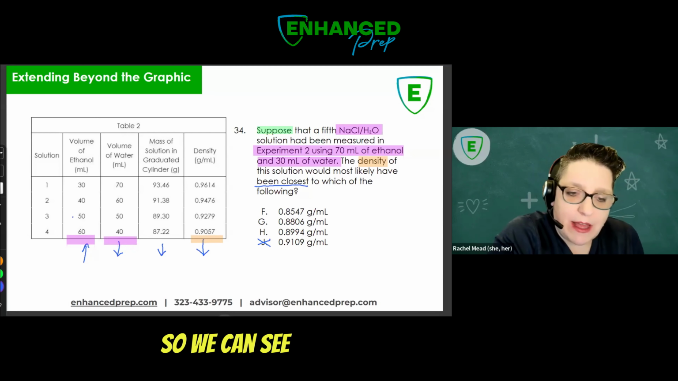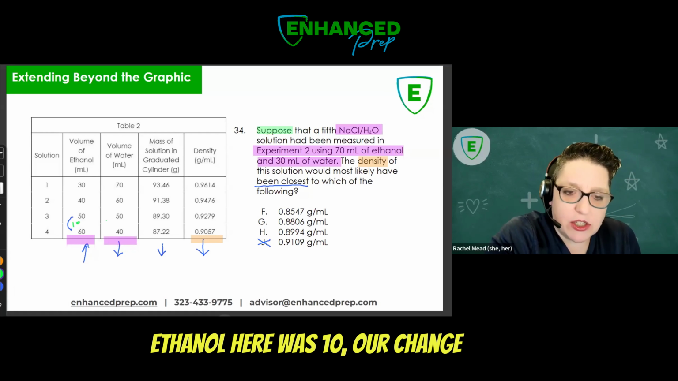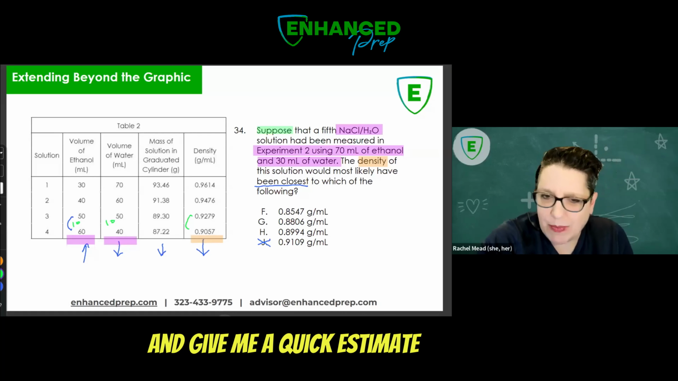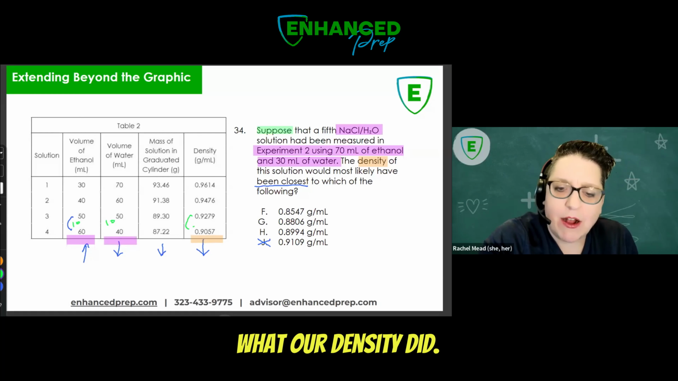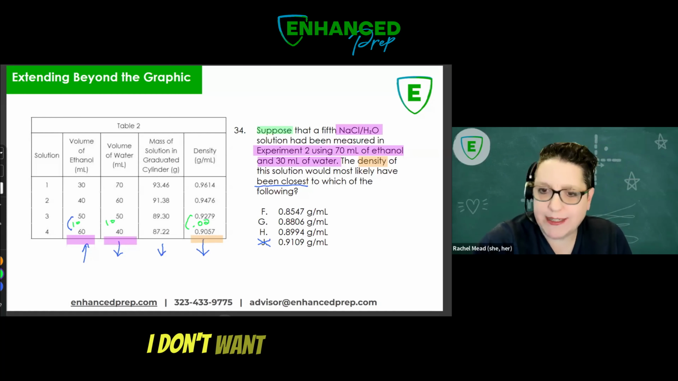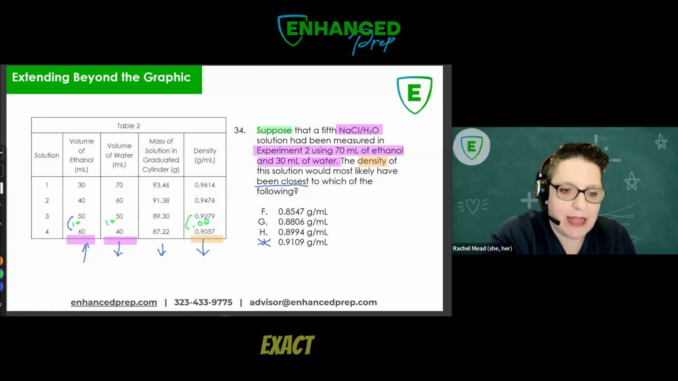So we can see that our change in our ethanol here was 10. Our change in our water was also 10. And give me a quick estimate here about what our density did. Our density changed by about 0.02. I don't want to take the time to be more exact than that.